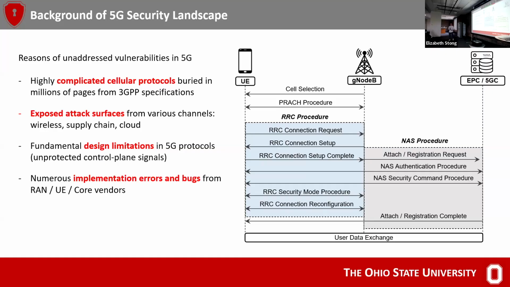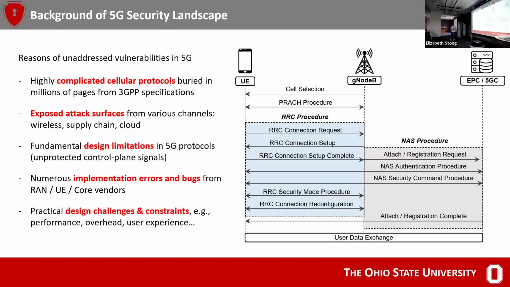And from the implementation perspective, the 5G software can be highly vulnerable because of numerous implementation errors and bugs, as the RAN or UE vendors implement faulty code within their software. And finally, there are also many practical design constraints. Carriers often consider the performance of the network, such as overhead as well as user experience.